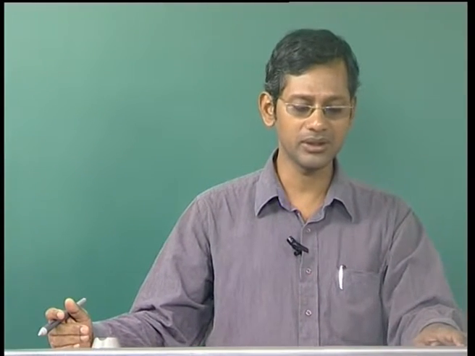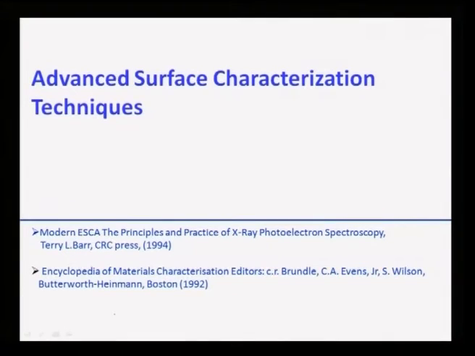The first reference book is very important. It is called Modern ESCA: The Principles and Practice of X-ray Photoelectron Spectroscopy, by Terry Barr, published by CRC Press. The next one is the Encyclopedia of Materials Characterization, edited by Brundle, Evans and Wilson, published by Butterworth-Heinemann, Boston. It is also a very important book where you can get all the information. There are many other books available in the literature which you can refer to, and there is also a lot of information available on the internet, so you can look at that too.